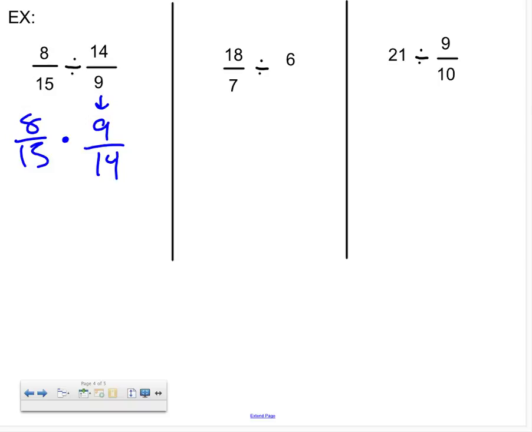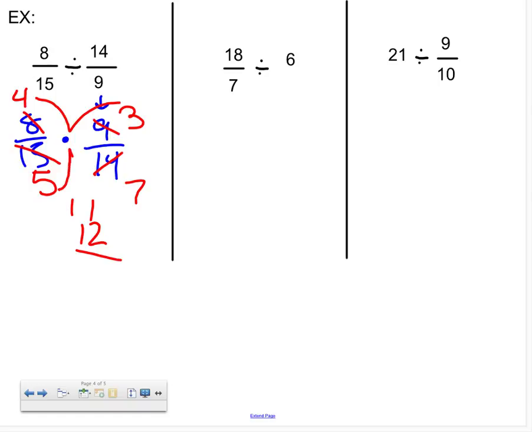So 15 and 9, they both share a 3. So divide this by 3, I get a 5. Divide that by 3, I get a 3. 8 and 14, they both share a 2. So that's going to be divided by 2 and get me a 4. That divided by 2 is going to get me a 7. And I think that's about it for my canceling. So I'm going to go ahead and multiply what's left here. 4 times 3 is 12. 5 times 7 is 35. And there's my answer, 12/35.